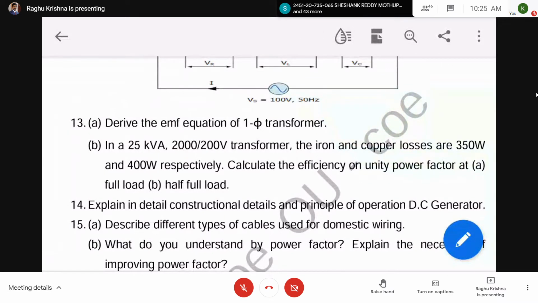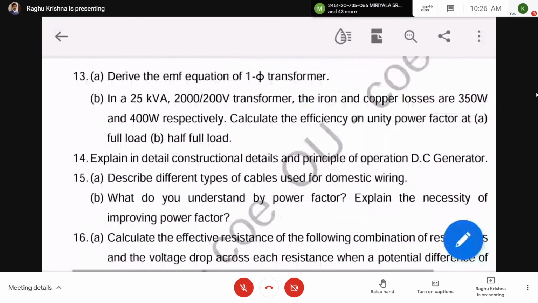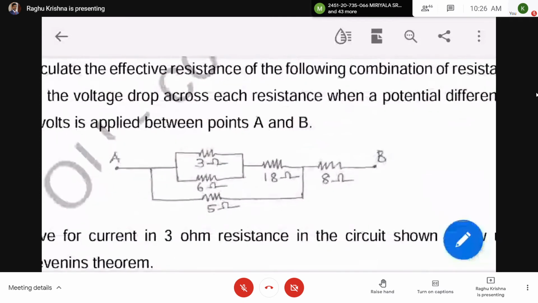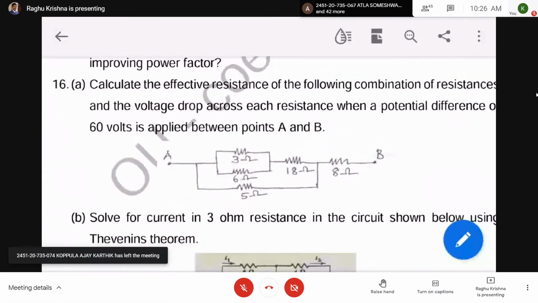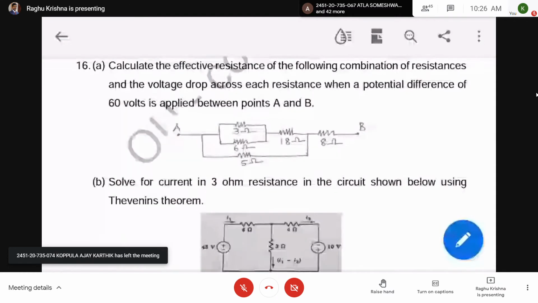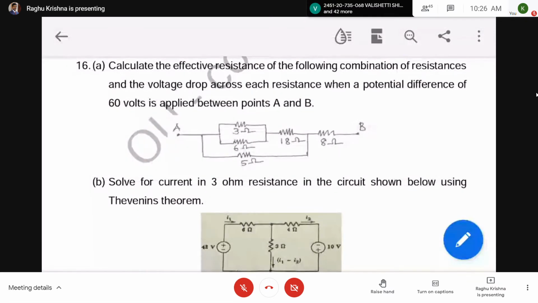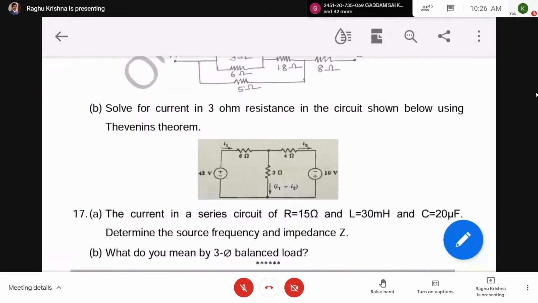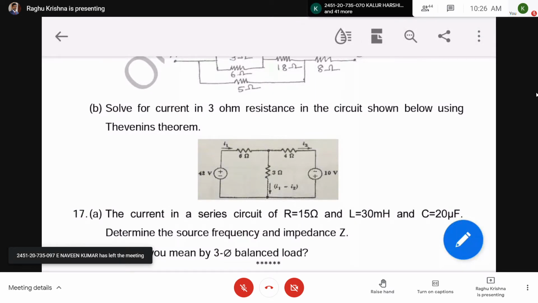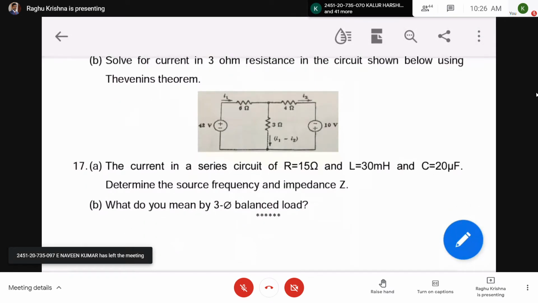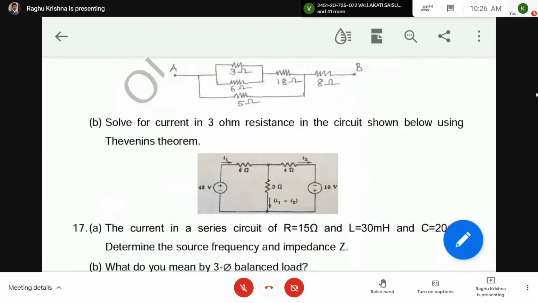Next, the remaining problems I will be doing. See the 16th one. It is also based on finding the equivalent resistance and also Thevenin's theorem. Next, 17th, series RLC circuit. So here second unit is very important. Second and first, you are getting more questions. All the units are important.